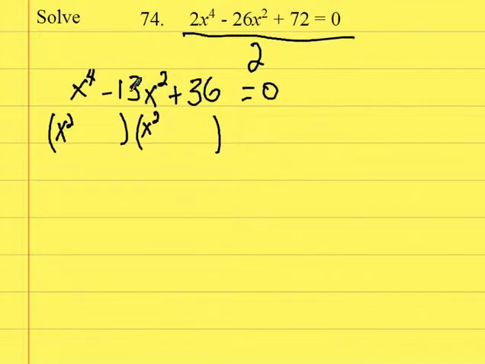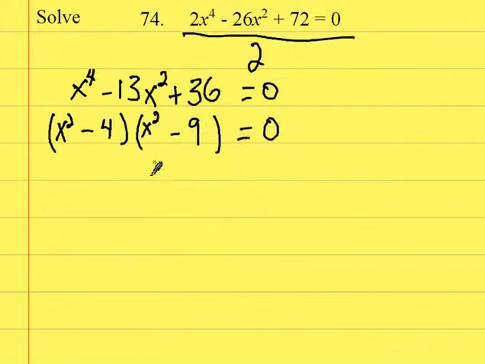So I want you to take a second and think about what's a factor pair of positive 36 that adds up to negative 13. Okay, hopefully you had a chance to think about that for a second. And if we look at this, well, I need two numbers that are a factor of 36 that will add up to a negative 13. Well, those two numbers are negative 4 and negative 9.